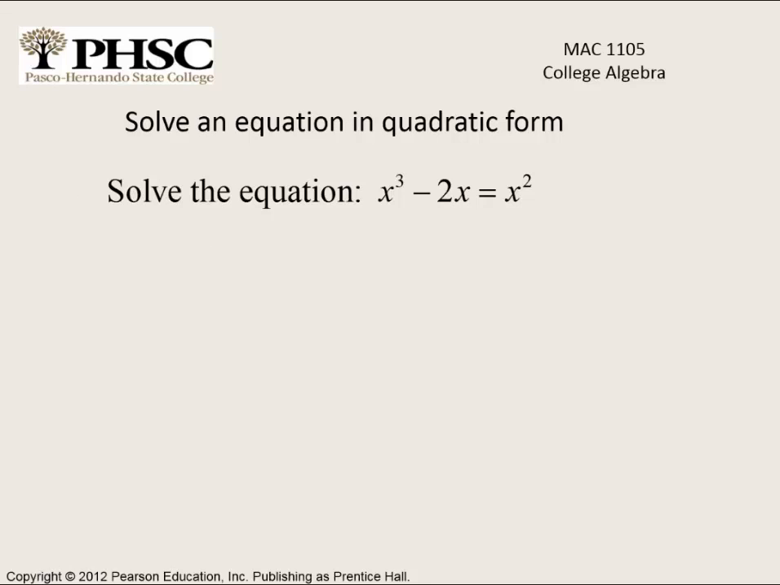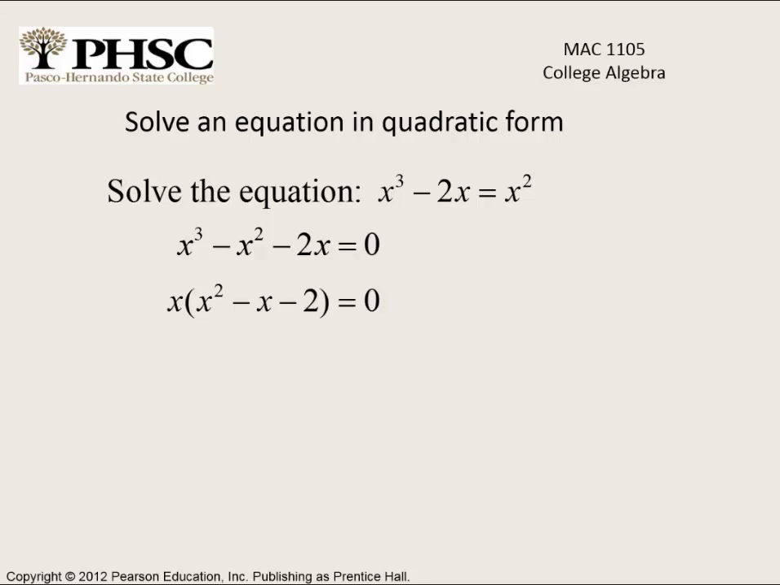So here's another example. We have x³ - 2x = x². We're going to go ahead and solve this. The first thing is we're going to subtract x² from both sides. And then we're going to factor out an x, so we get x times (x² - x - 2) in the parentheses.